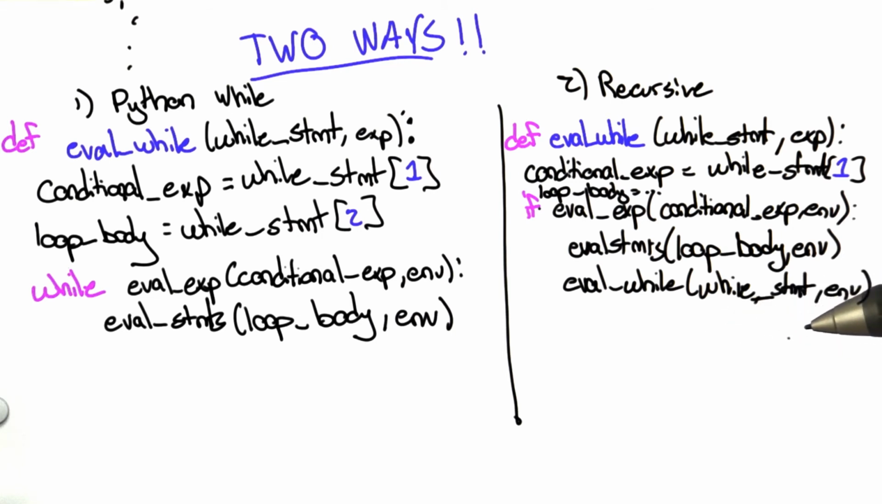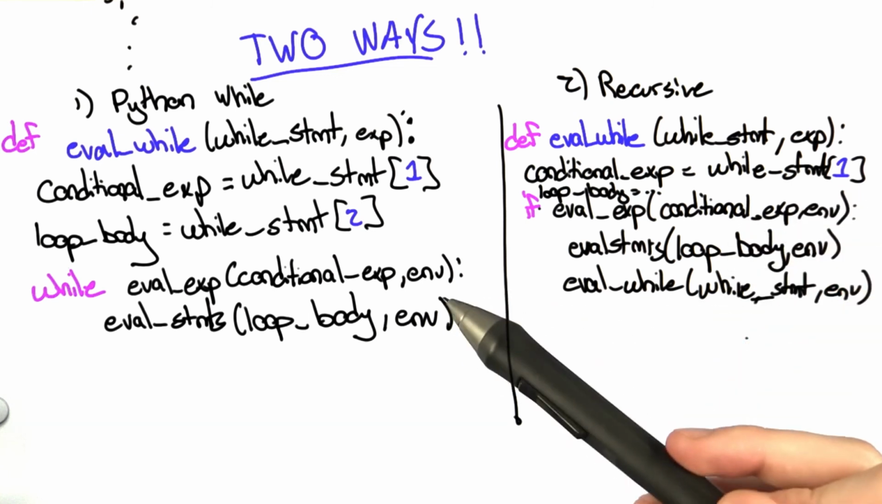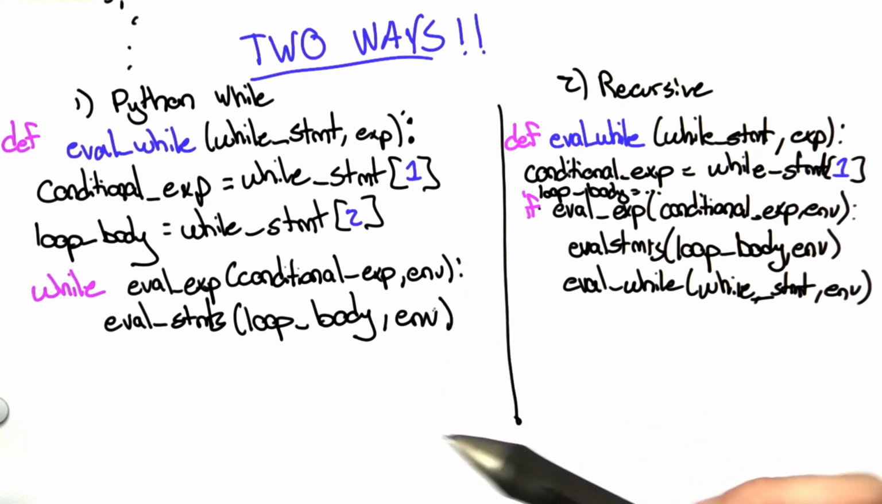If you think about it for a moment, we'll keep evaluating eval while until the conditional expression is false under this environment. When it is false, or if it ever is false, we simply don't do anything, which is exactly the same functionality we had with the while loop implementation.